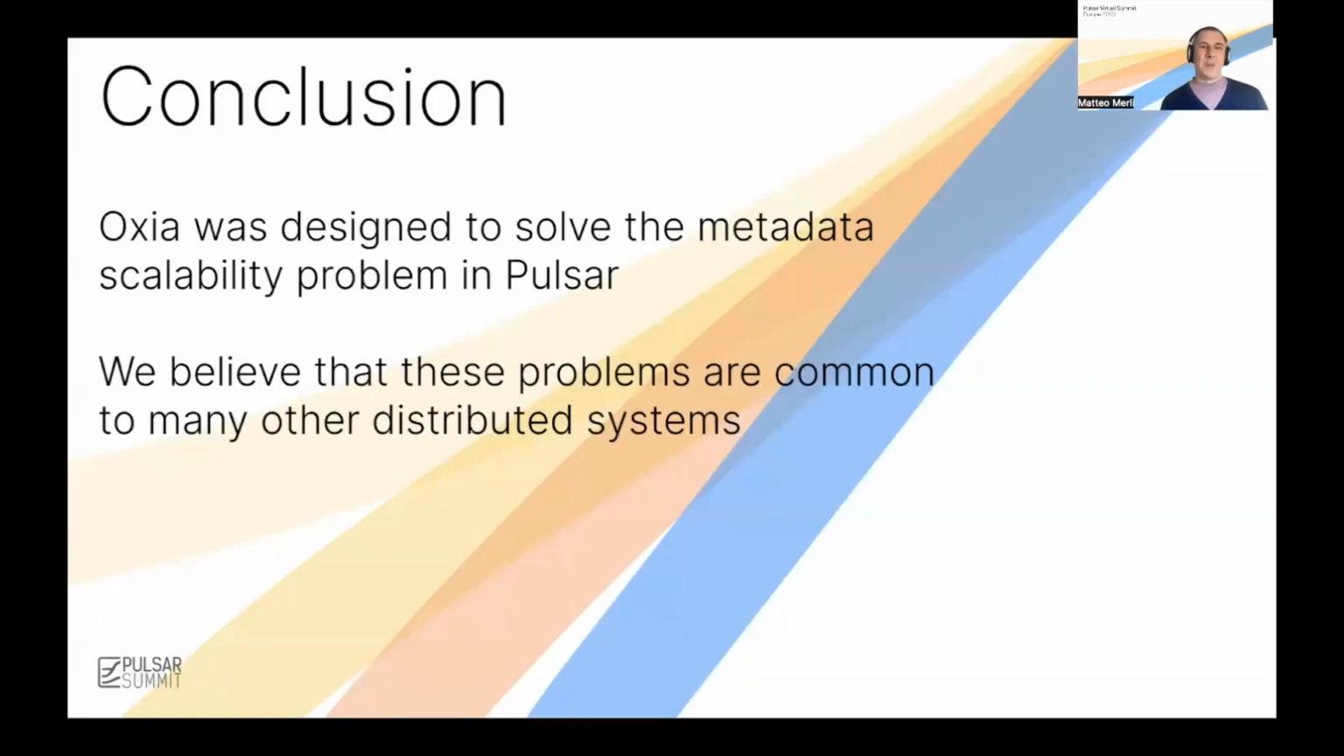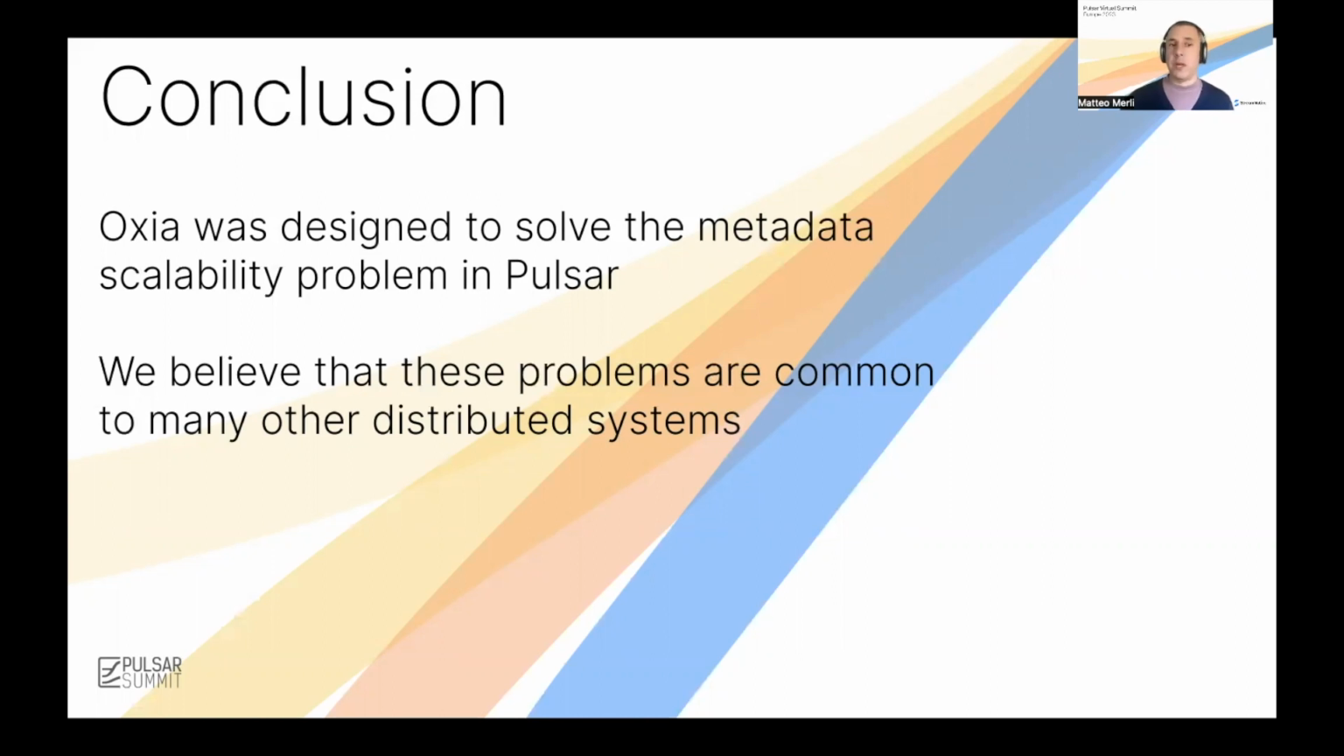So I hope this was a gentle introduction to Oxia and explained a bunch of the reasoning around Oxia and why we implemented it and what our goals were in doing so. But essentially, one takeaway here is that we designed Oxia really to resolve the metadata scalability problems in Pulsar. We want to take Pulsar to the next level in terms of how much metadata, how many topics we can support, and so on, and how easy this should be.